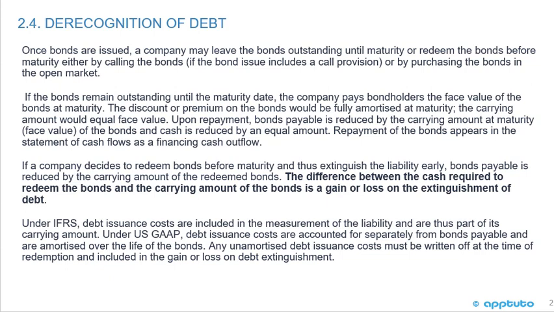Under IFRS, debt issuance costs are included in the measurement of the liability and are thus part of the carrying amount. Under US GAAP, debt issuance costs are accounted for separately from bonds payable and are amortized over the life of the bonds. Any unamortized debt issuance costs must be written off at the time of redemption and included in the gain or loss on debt extinguishment.